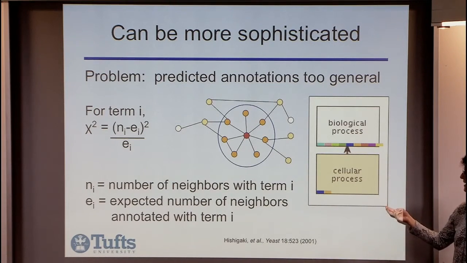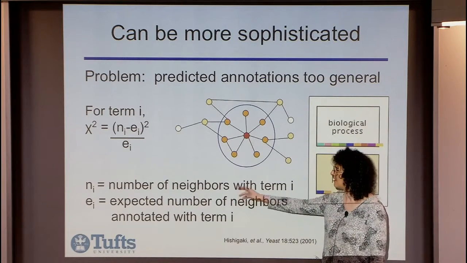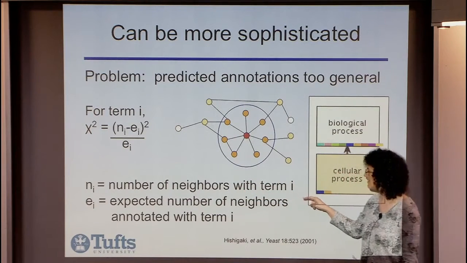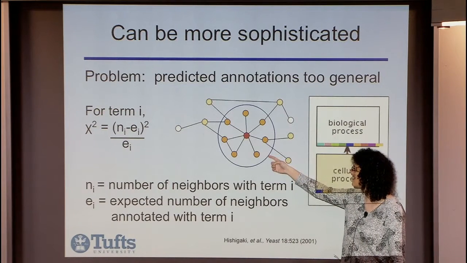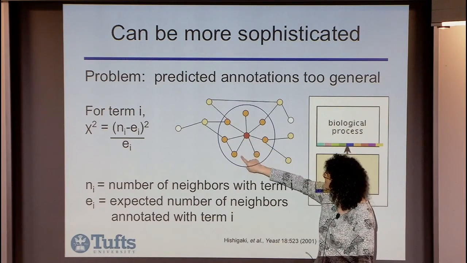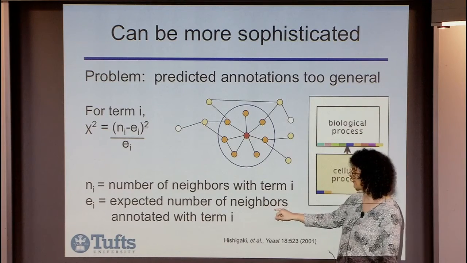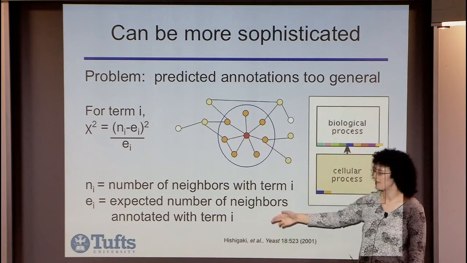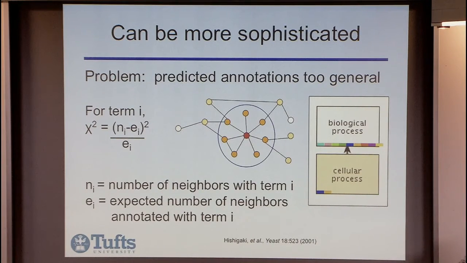you can compute the chi-squared value as being, so let's say you have a certain number of neighbors of distance k, you have n_i neighbors, you can see how many you actually see with term i, and then you can say, well, okay, I'm in here and I have six neighbors or seven neighbors, I guess, at distance one, and I'd expect only, you know, X percent of them to have term i based on its frequency in the whole set of annotated proteins. Right? And so you can compute observed versus expected and what's most likely to, what's most surprising, basically.